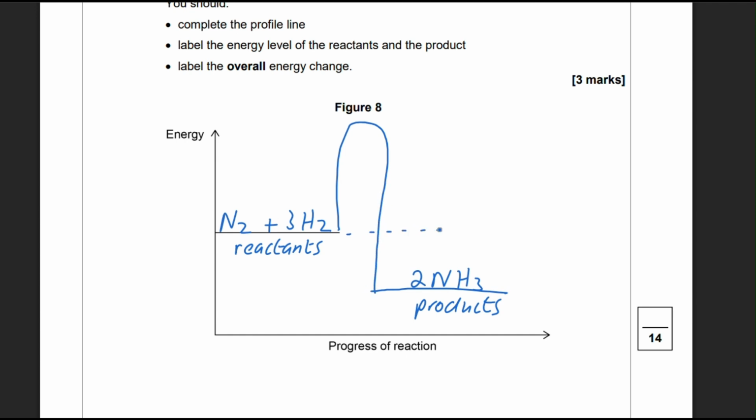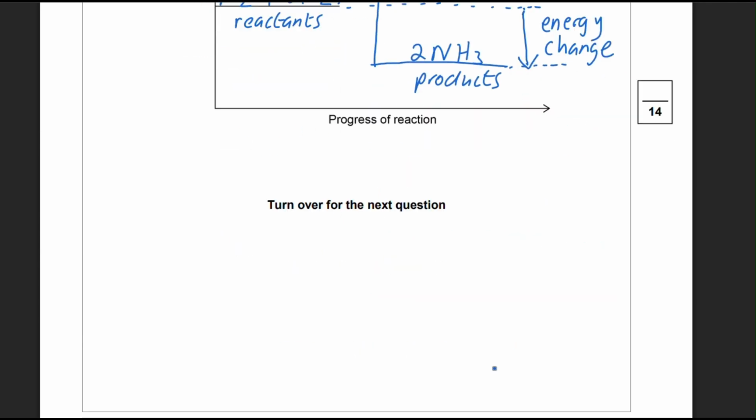It also asks you to clearly label, complete the profile line, label the energy level of the reactants and the products, and label the overall energy change. The overall energy change is the difference in the level of the reactants and the products. It goes down because energy is released. It's exothermic, so it must be going down. I'm just going to write here energy change, and that is your 3 marks for that question.